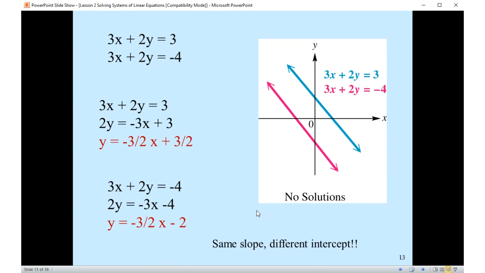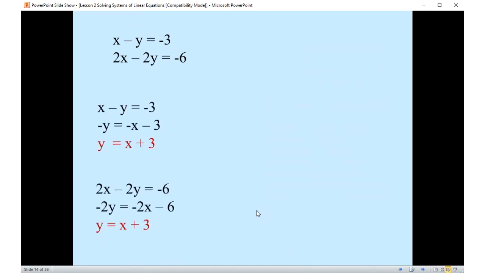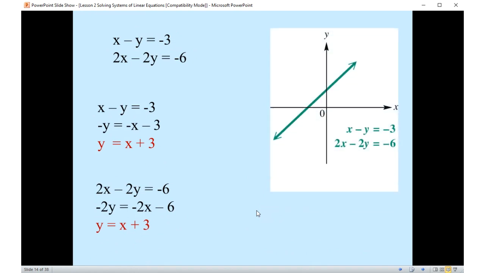Same slope, different intercept, no solution. Okay, the same one with this one, you can pause it and get y by itself. When you get y by itself, you notice these are the same exact line, so they always cross. So there's an infinite number of solutions.